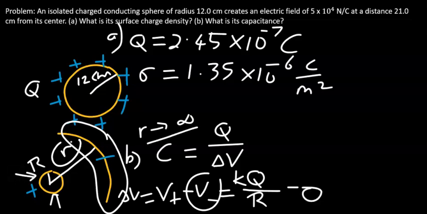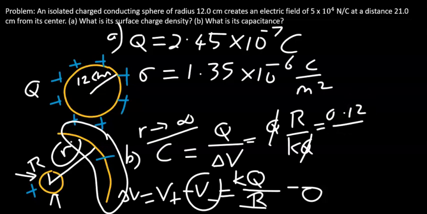So that means it's 0. Putting all the information in there, so Q over that. So that means R over KQ. So that goes away. Your R is the radius of the sphere, which is 0.12 meter. K is 9 times 10 to the power 9. And that will give you the capacitance in the unit of farad.